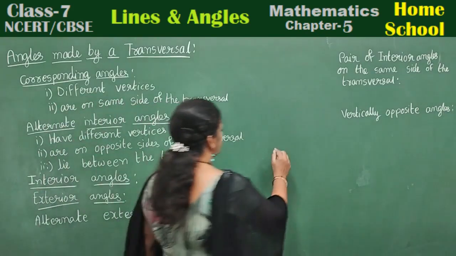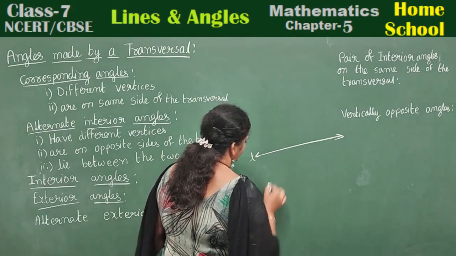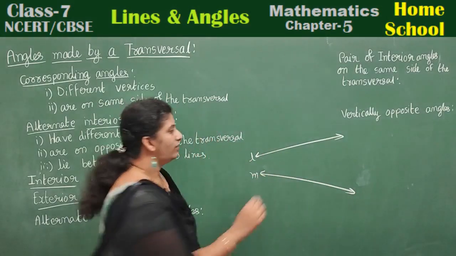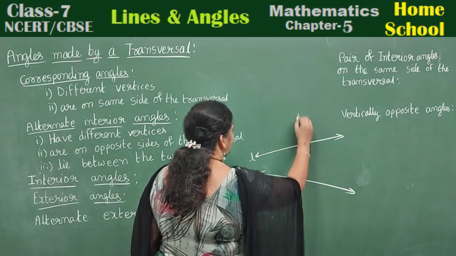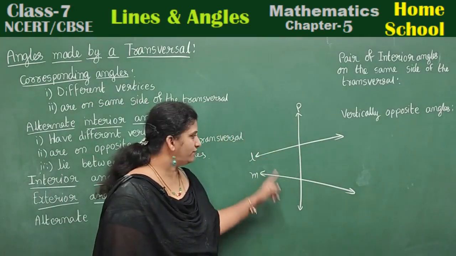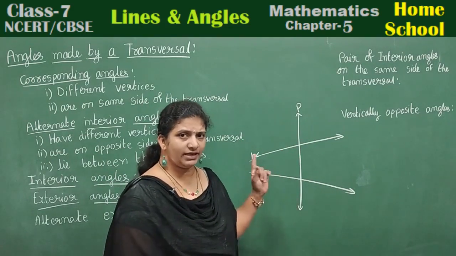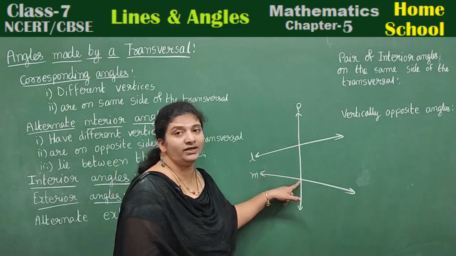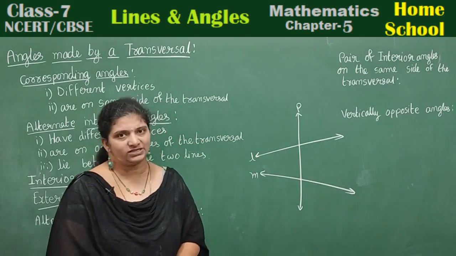Let me draw 2 lines here, line L and line M. Line L and line M are cut by a transversal P. If P is a transversal for 2 lines L and M, observe here, is it a transversal? Yes, it is intersecting 2 lines at 2 different points, 2 distinct points, therefore P is a transversal.